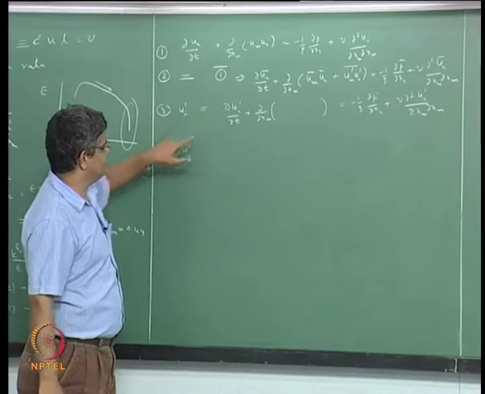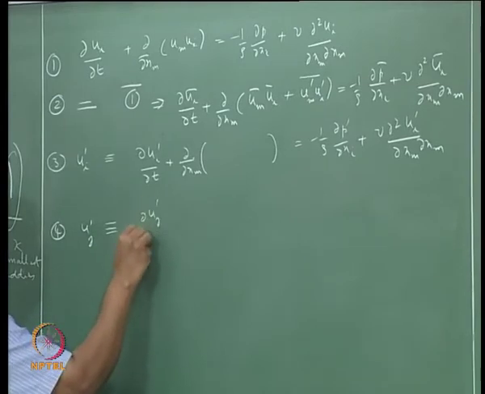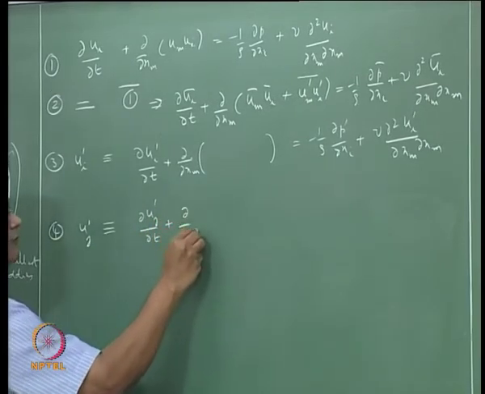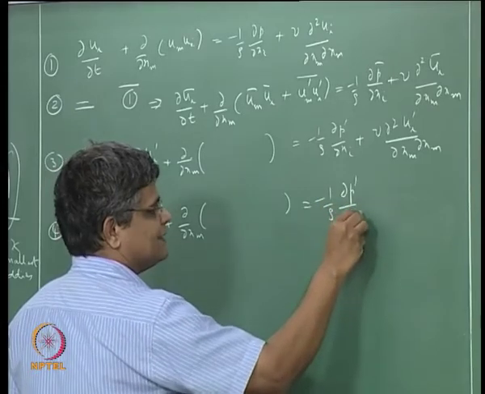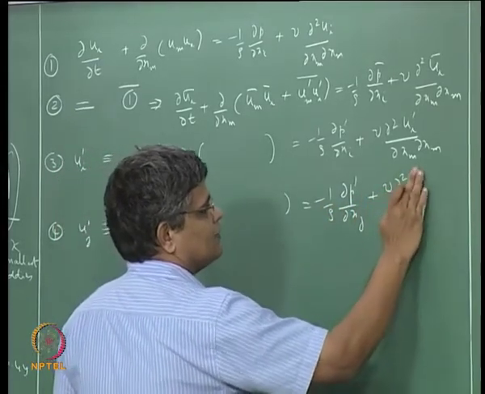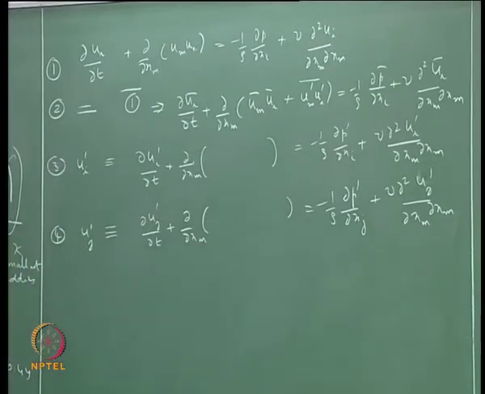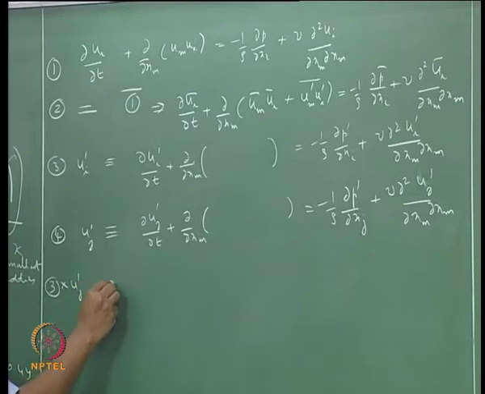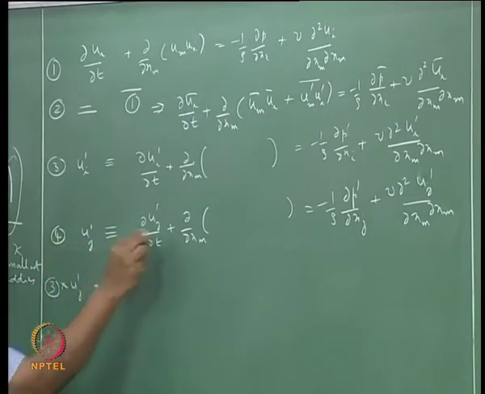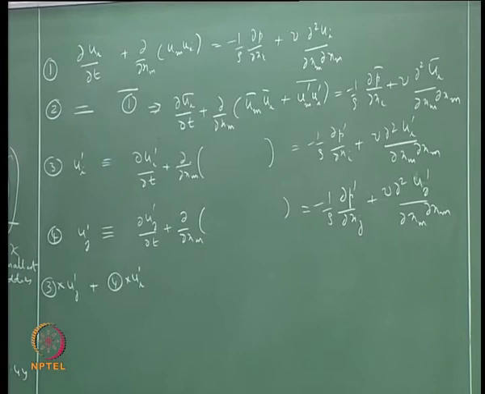Essentially wherever we have i here, we replace it with j, and then we have an equation in the form of dou u j prime by dou t plus dou by dou x m of a big term, equal to minus 1 by rho dou p prime by dou x j plus nu dou square uj prime by dou x m dou x m. And now what we do is we multiply equation 3 by uj prime and add to that the multiplication of every term in the fourth equation by ui prime, and then take the time average.